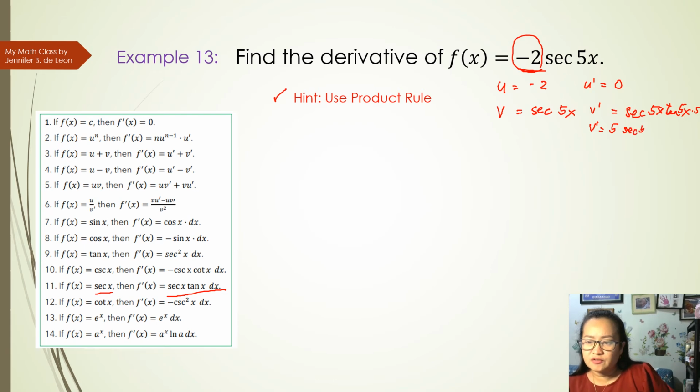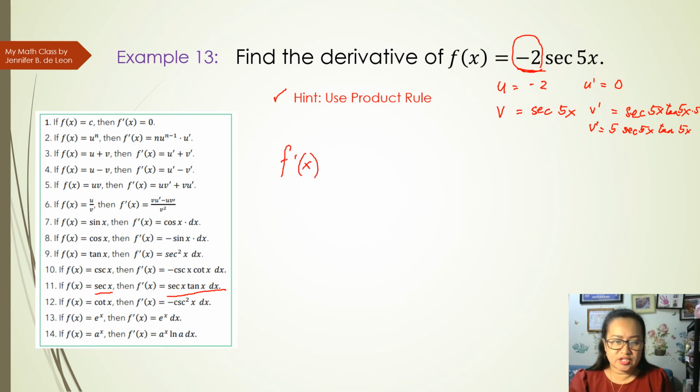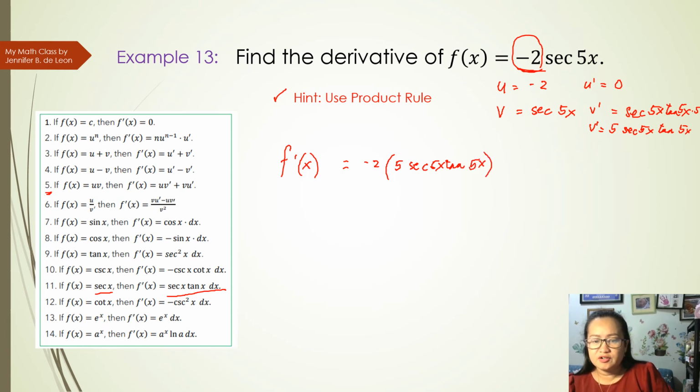secant 5x times tangent 5x. So we now get the derivative of the function using the product rule. So uv prime plus vu prime. So we will have uv prime, so negative 2 times 5 secant 5x tangent 5x, okay, plus v u prime. So we have 0.